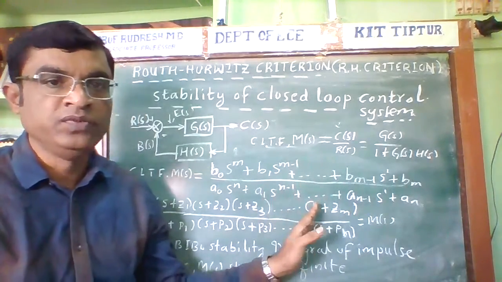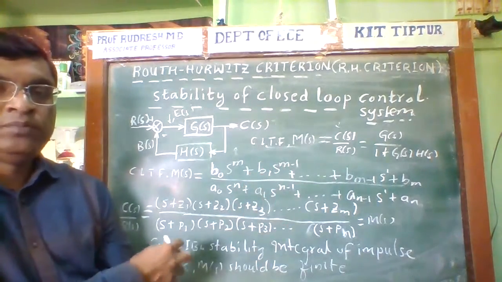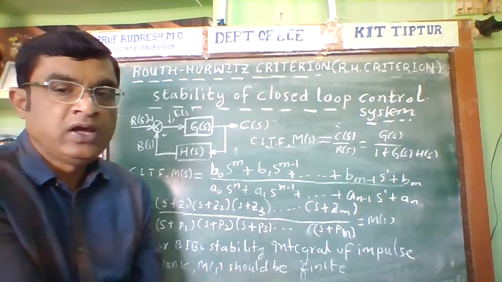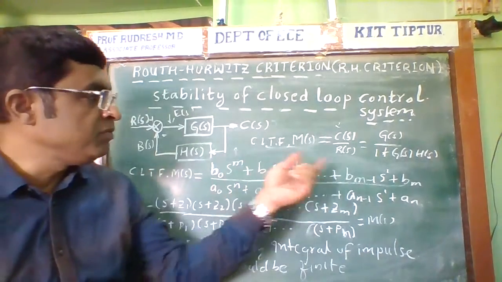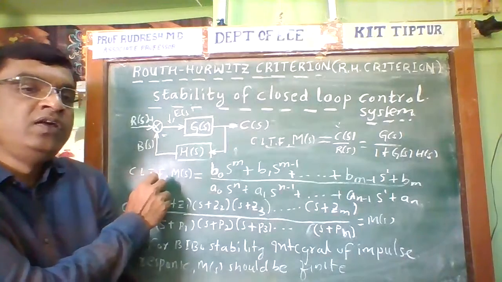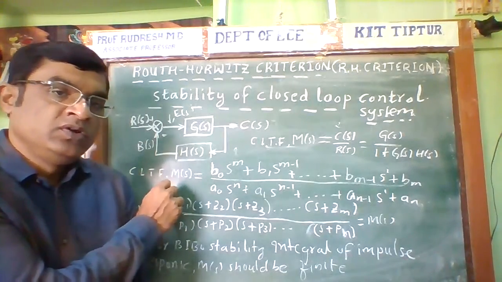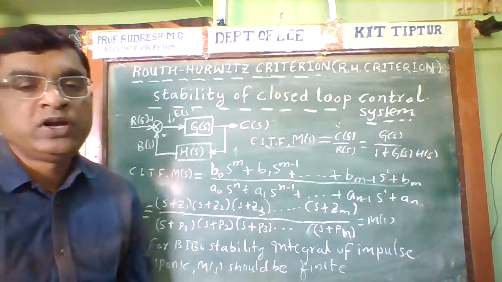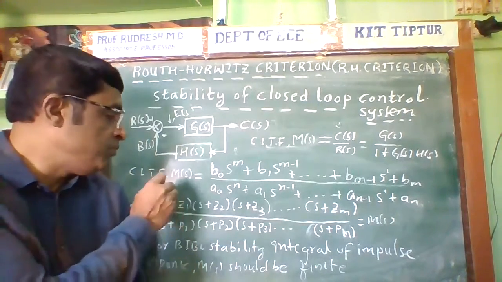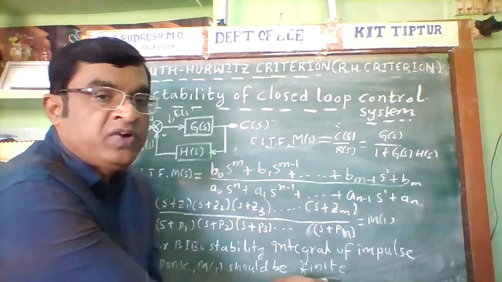For bounded input, bounded output stability, consider the integral of the impulse response. What is the impulse response? The closed loop transfer function M(s) is also called the impulse response. For bounded input, bounded output stability, the integral of the impulse response M(s) must be finite.